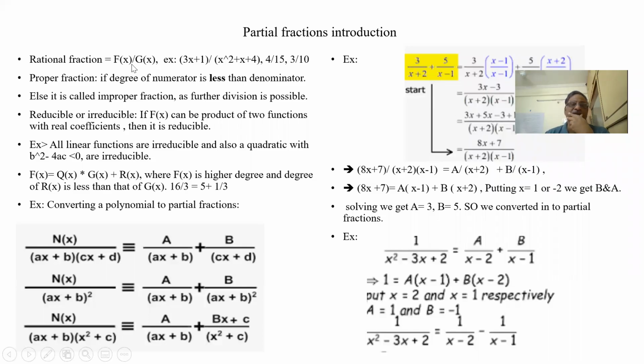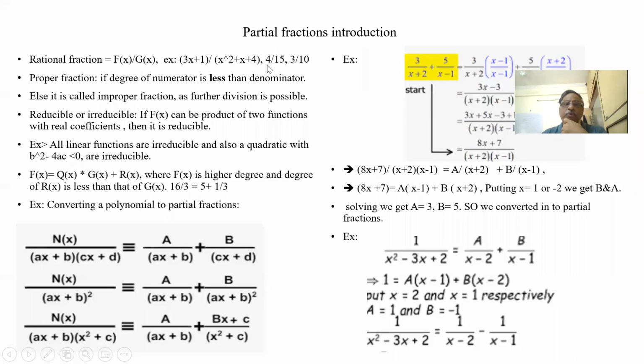Let's see here. There are two functions. 3x plus 1 is f of x, and x square plus x plus 4 is g of x. Here the degree of f of x is less than the degree of g of x, so this is a proper fraction. If the upper degree is less than the lower degree, it is a proper fraction.